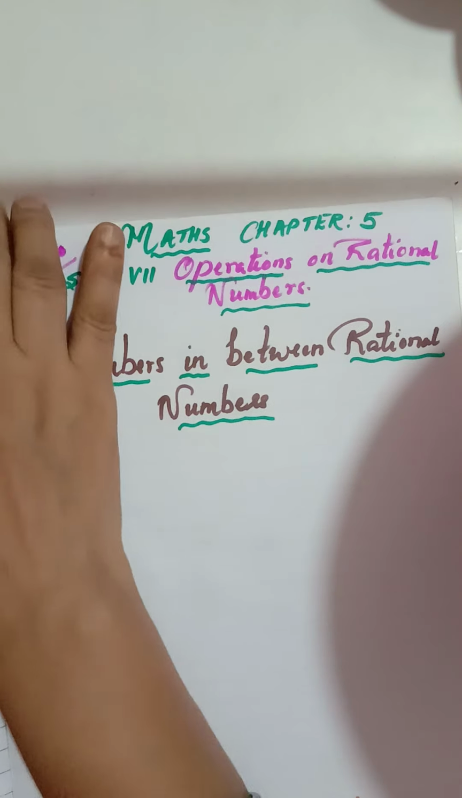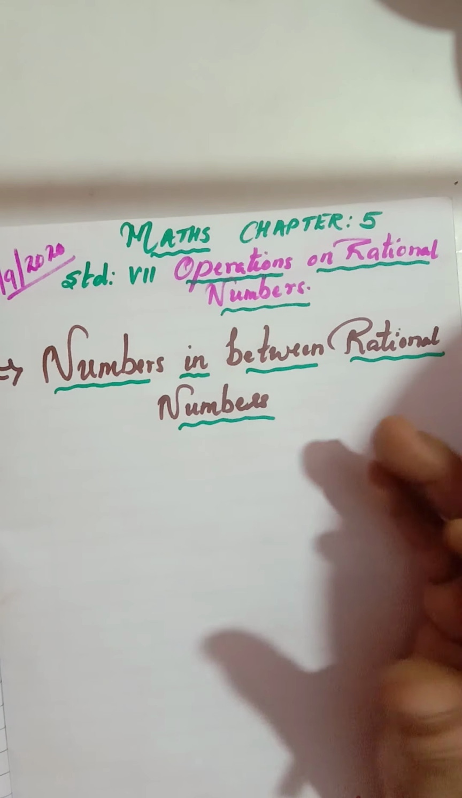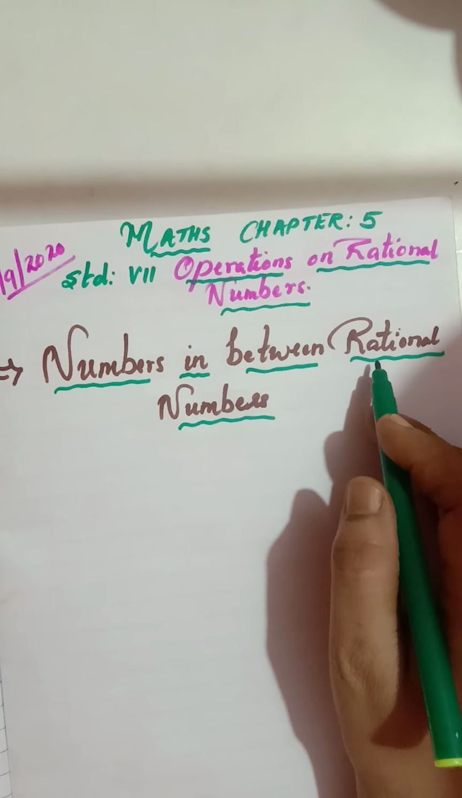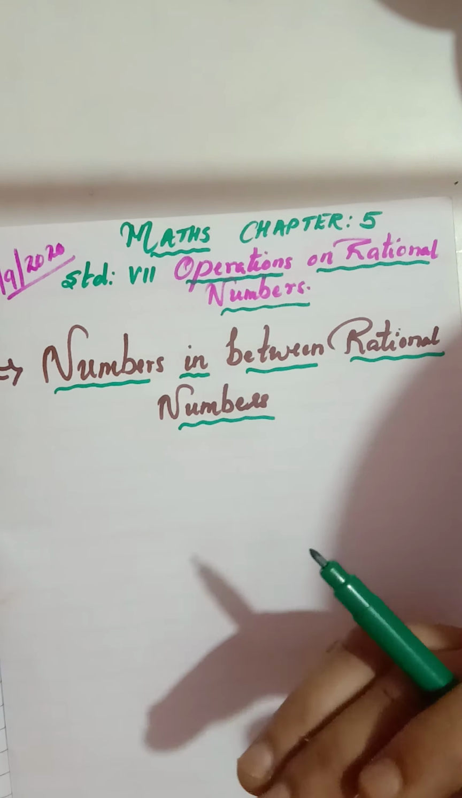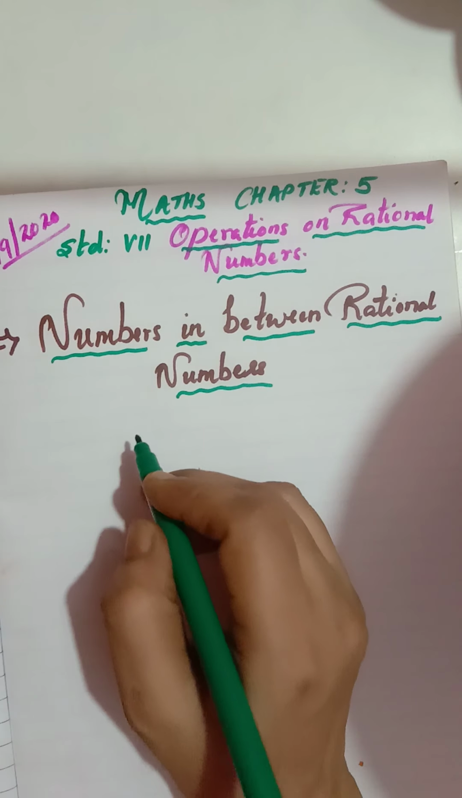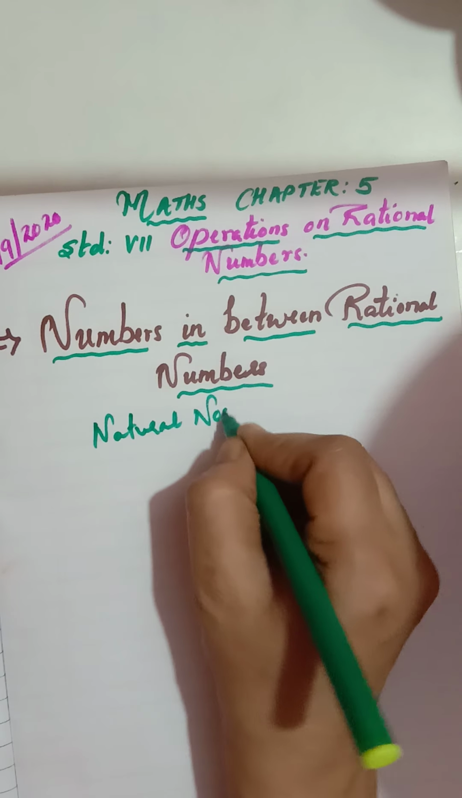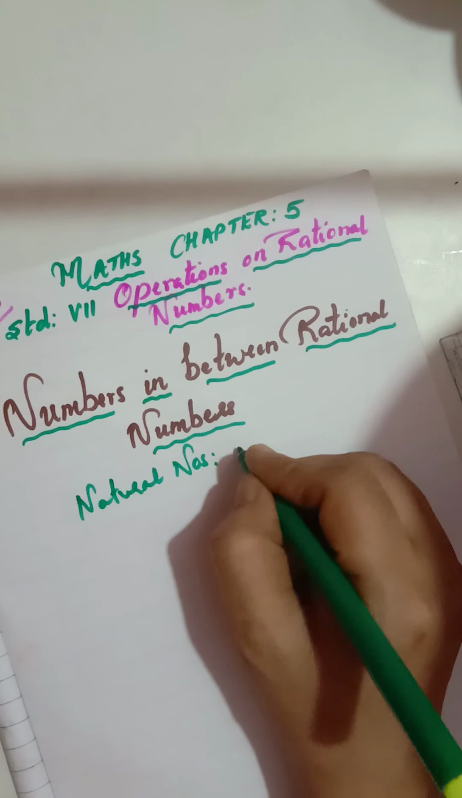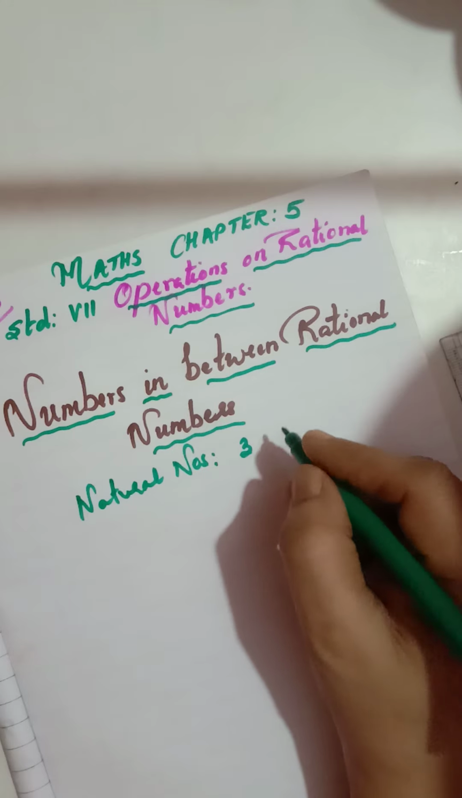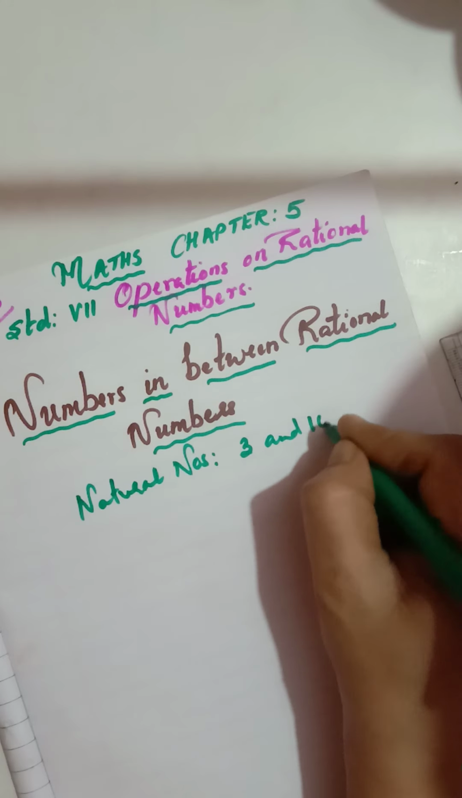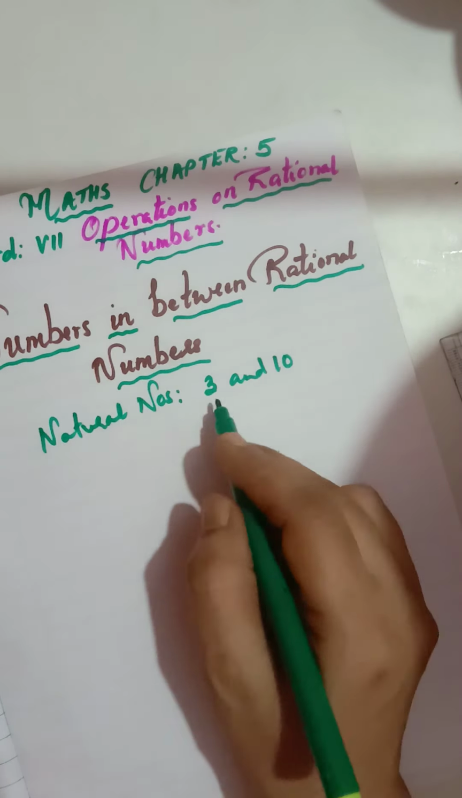Now see children, what is the meaning of this topic? Suppose, as we know, all natural numbers and integers are included in rational numbers, yes or no? Now suppose I am asking, write all the natural numbers between 3 and 10.